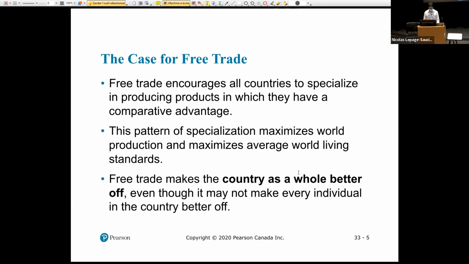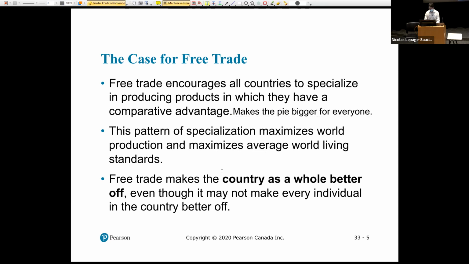So, the case for free trade, we've talked about this previously. Free trade encourages all countries to specialize in producing products in which they have a comparative advantage. It maximizes average world living standards.